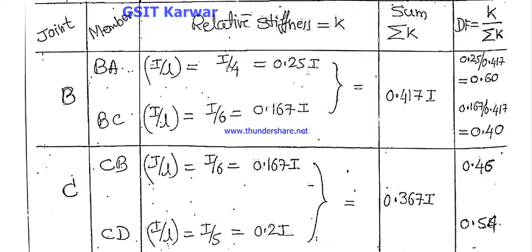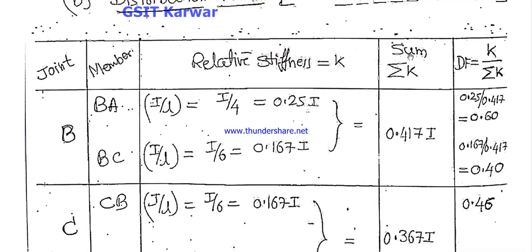After that you can substitute the data. I is not given in the problem, so you can keep it as the constant I. The length is given: BA span length is 4 meters, and the BC span length is 6 meters. You can substitute and calculate. Taking I out, 1 by 4 is nothing but 0.25 I. 1 by 6 I is 0.167 I. After that, the summation of K: adding both values, you get 0.417 I.